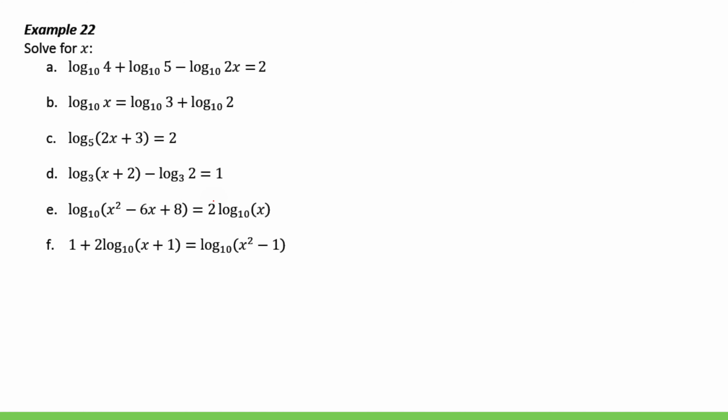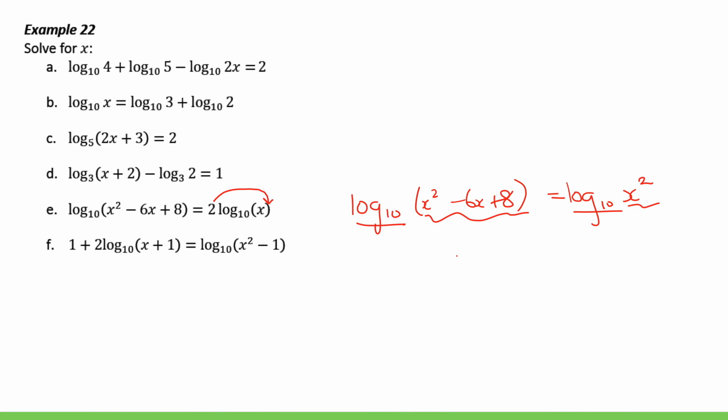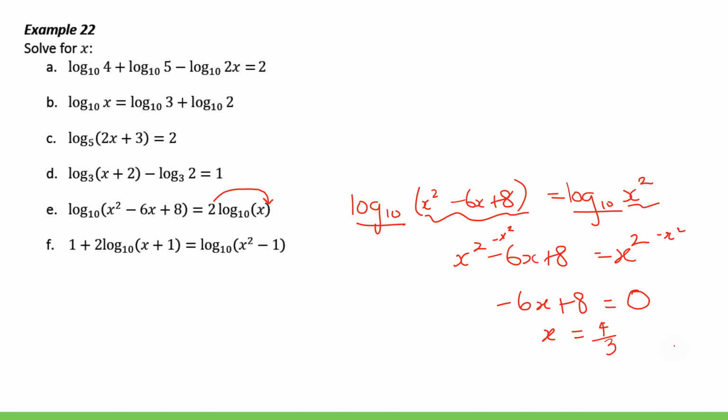For part B, I'm going to take this 2 out the front first. Now I can see I've got log 10 on both sides, which means that the insides must be equal to each other. I'm going to take this x squared to the other side, which leaves over 6x plus 8 is equal to 0. Therefore, x will equal, I'll take the 8 over and divide by negative 6. That will be 4 on 3.